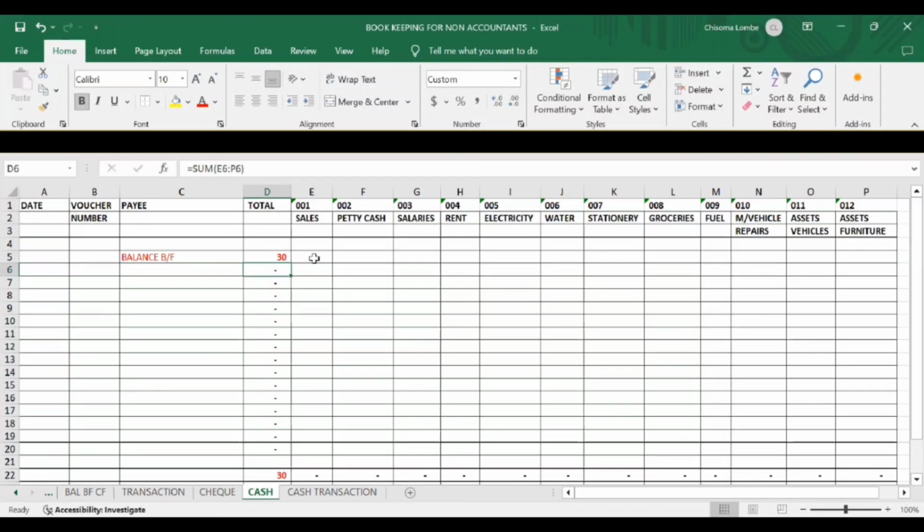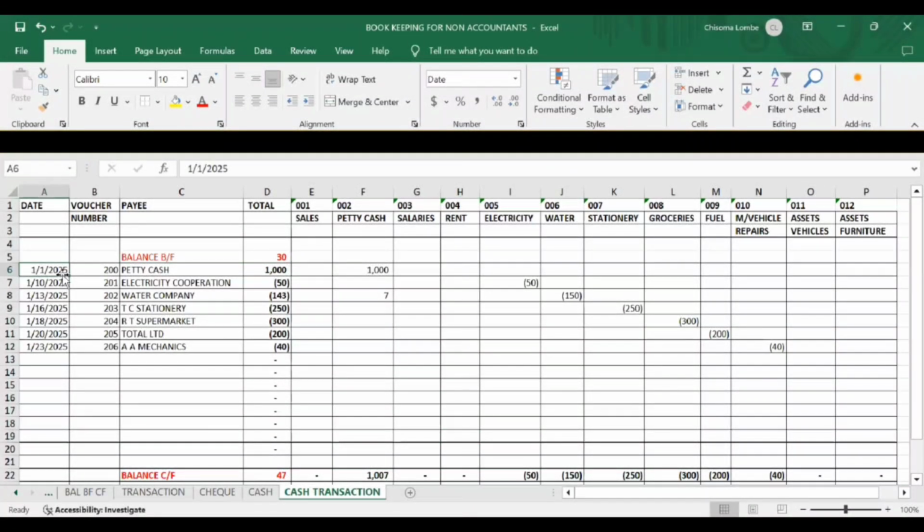So for each amount of money, for instance, we already established that it's 1,000. For every time 1,000 is depleted, we're going to request for another 1,000. So it's per request. So in this case, there was a balance brought forward of 30. And we're going to fill in the balance carried forward as well. And then we're going to fill in the transactions. So there we go. These are the petty cash transactions.